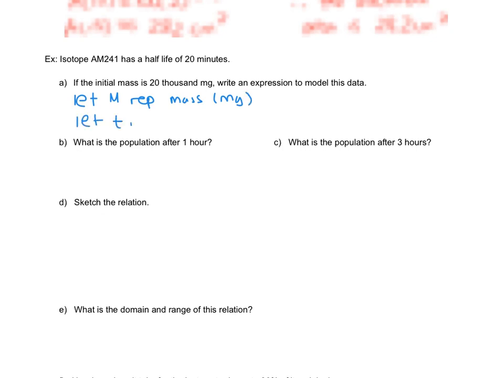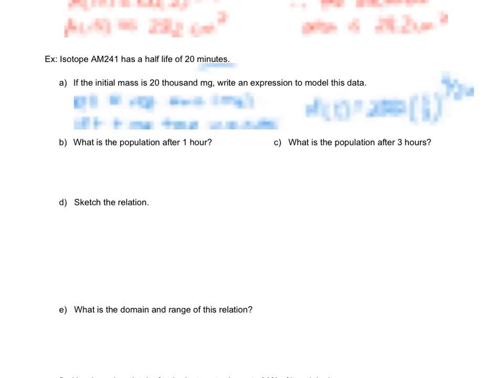And let T represent the time, and because the half-life is given in minutes, time will be in minutes as well. It's important to state that because if something isn't given in minutes, you have to convert it into minutes. So M at T equals, the initial mass is 20,000. The rate, because it is half-life, will be a half, or 0.5. And because the half-life is 20 minutes, we will have T over 20.